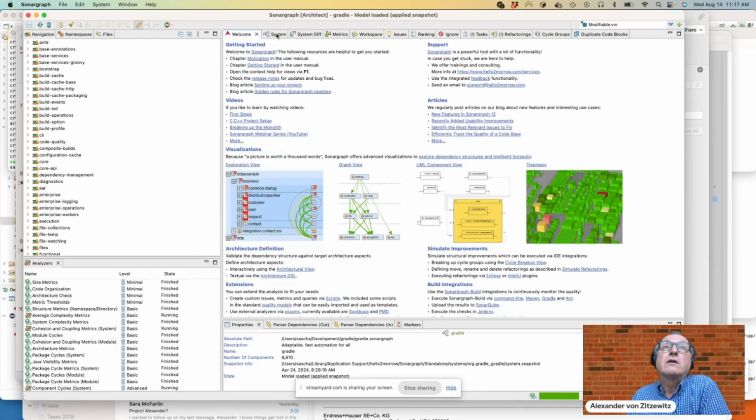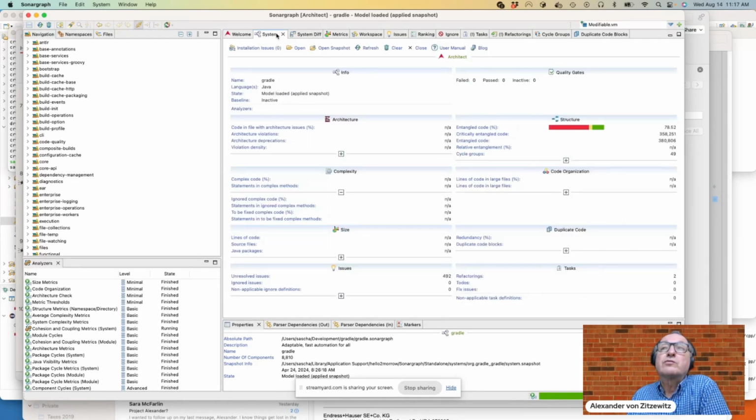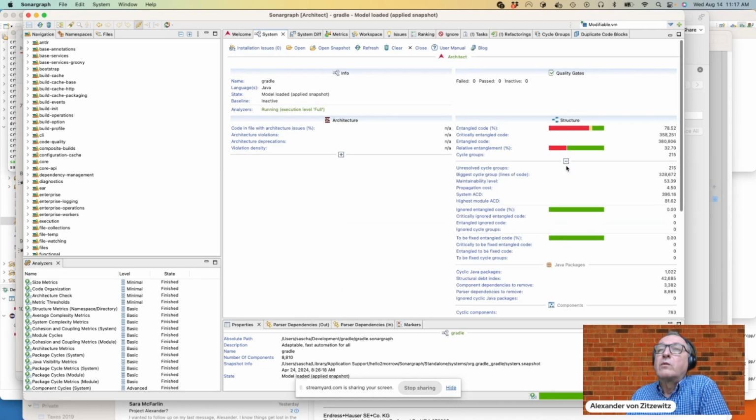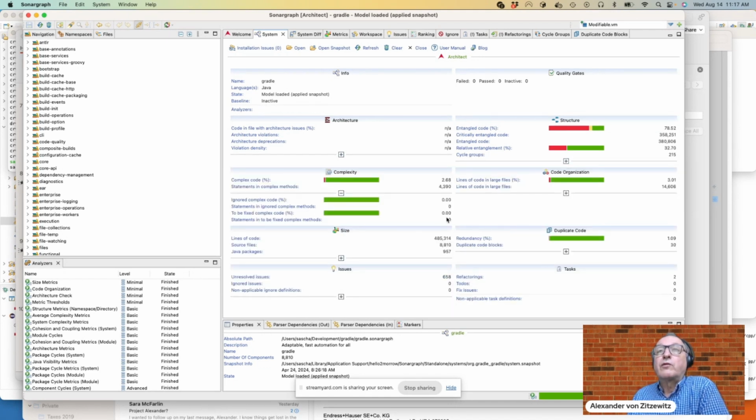And I should soon get to my dashboard here, which gives me some overall information. So this is basically the thing that you get also with Sonargraph Explorer. You get a structure dashboard here, which tells you what structural issues you have. That looks at entangled code and cycles. And obviously we have almost 78% of the code base entangled in some way, shape, or form.